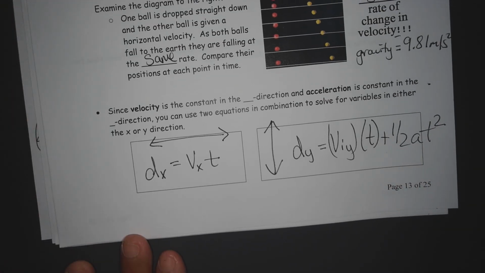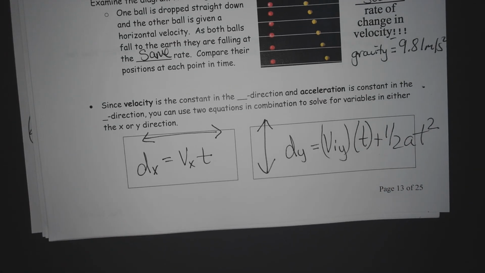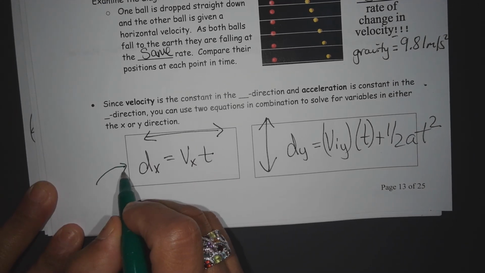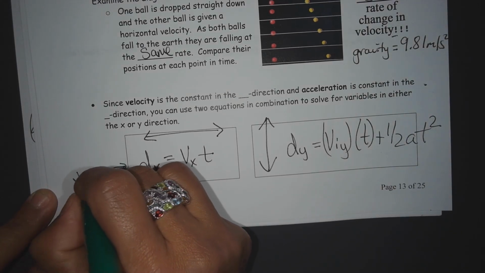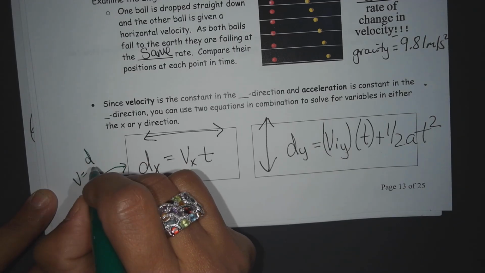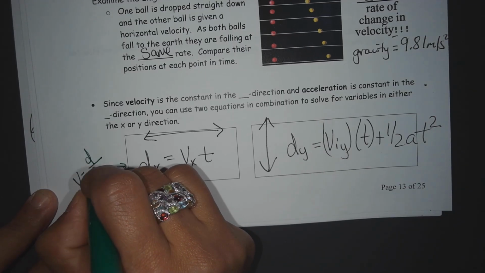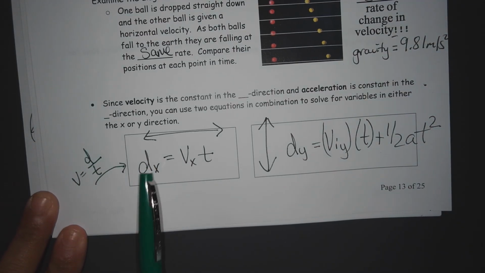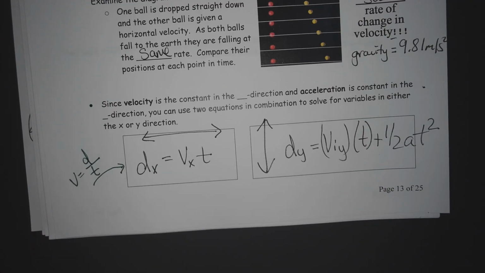Wow, that looks familiar too. It's our kinematic equation that we've already used. Does this look familiar? This one is actually v equals d over t. It's just rewritten in a different way. It's the same equation.